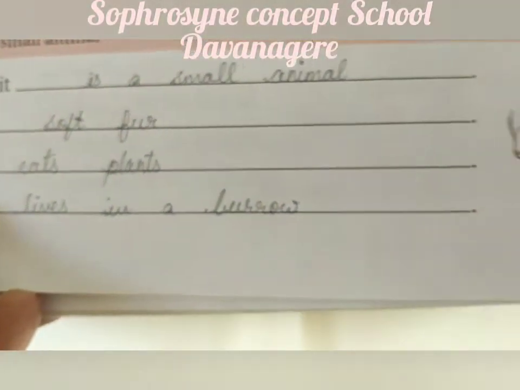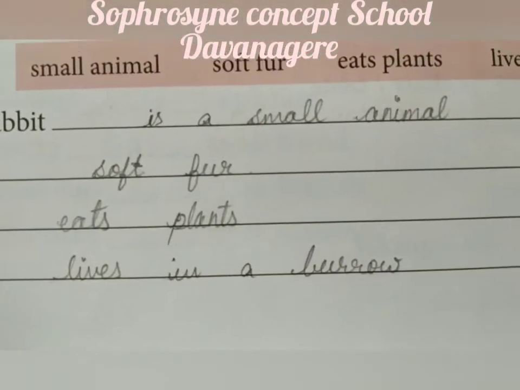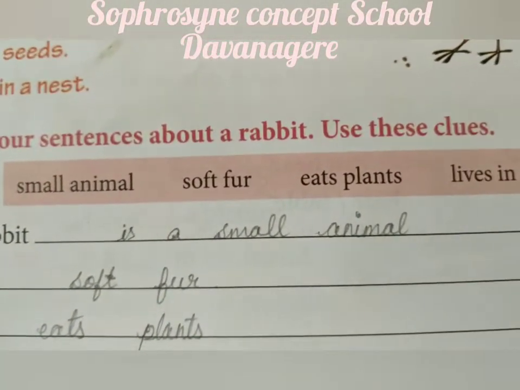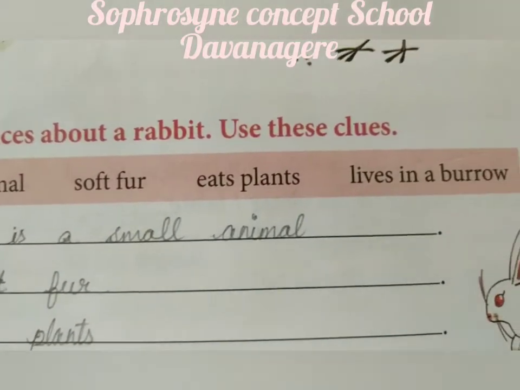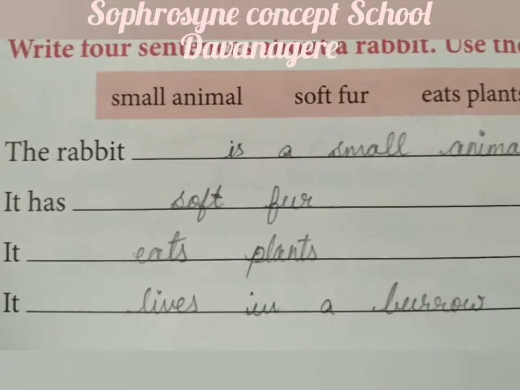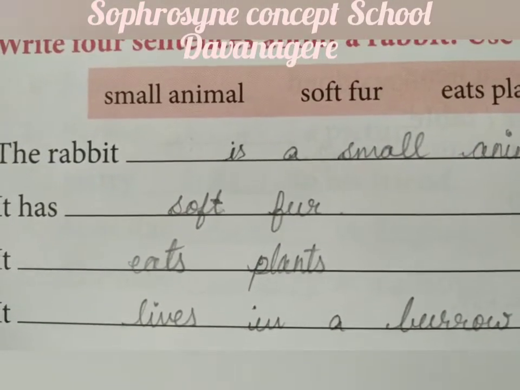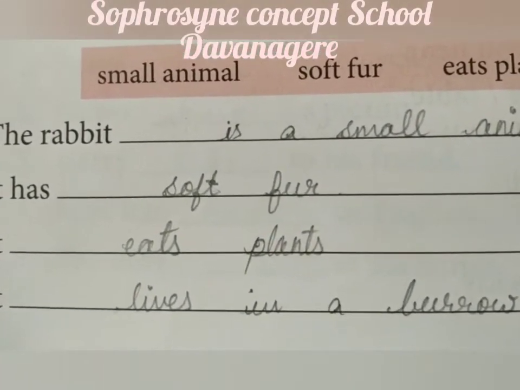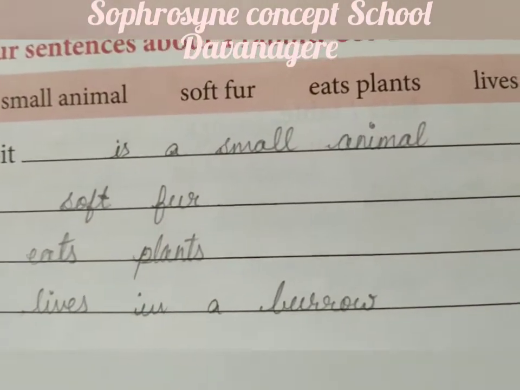So here next, about rabbit, we should write. The rabbit is a small animal. See, write four sentences about a rabbit. Use these clues. Small animal, soft fur, eats plants, lives in a burrow. Here, the rabbit is a small animal. It has soft fur. It eats plants. It lives in a burrow. So, like this, sentences are there about rabbit.